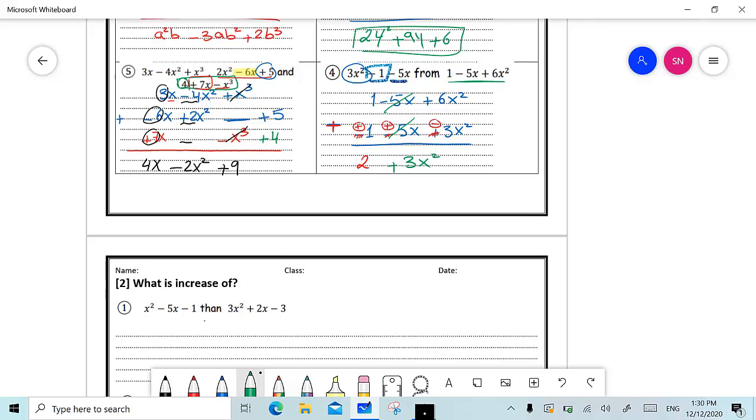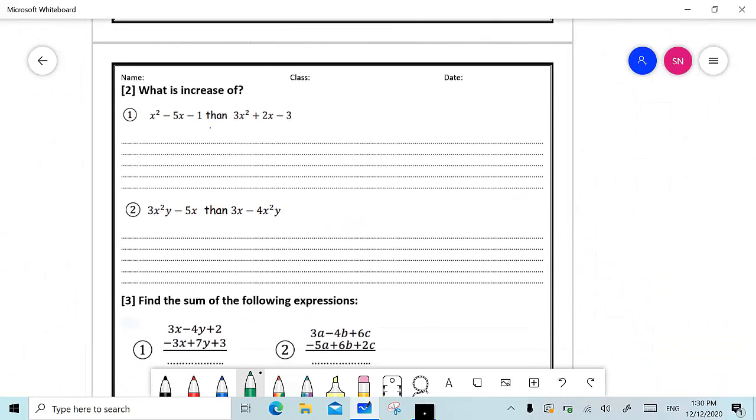Let's go now to see the second question. Question number 2. I want to find what is the increase of an expression from another. We said that if I want, for example, to see what is the increase of a from b, this means that I am doing a minus b, the first expression minus the second. So I'm going to begin with the first expression, which is x squared minus 5x minus 1, and I want to subtract it from 3x squared plus 2x minus 3.